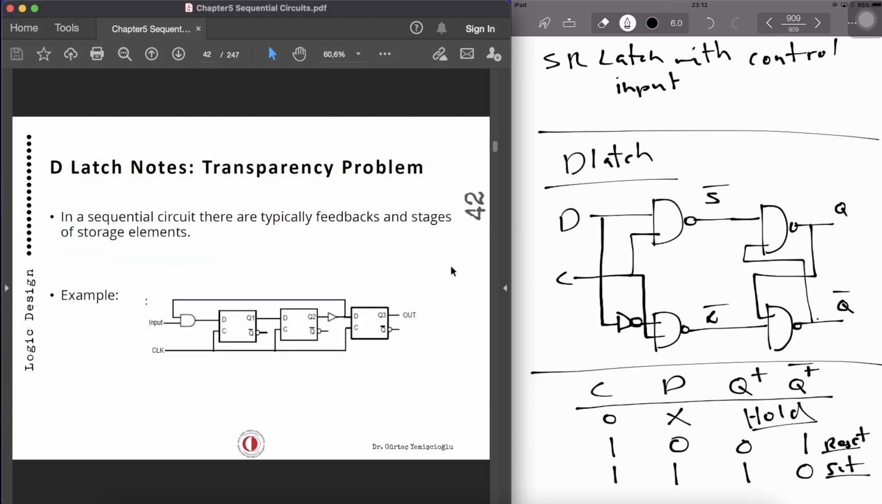So if you look at this circuit, I don't know if you will notice something, but there's a problem over here. Now, what is that problem? Imagine that this is the clock or control input, C, and this C is activating three different latches at the same time.